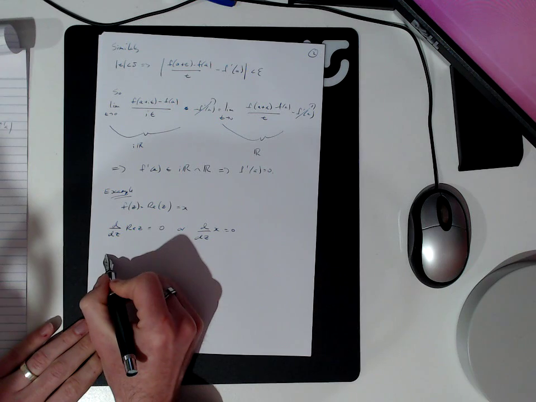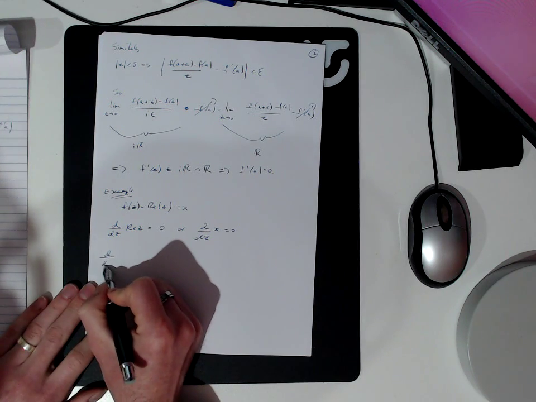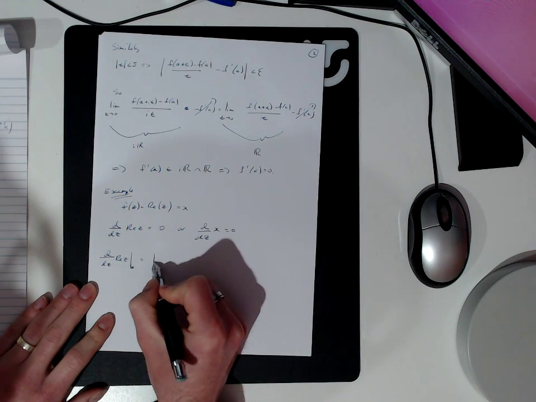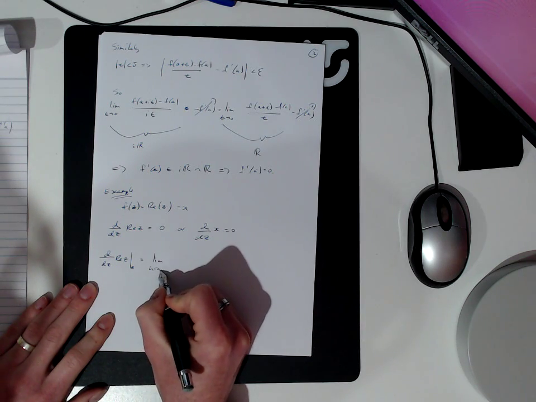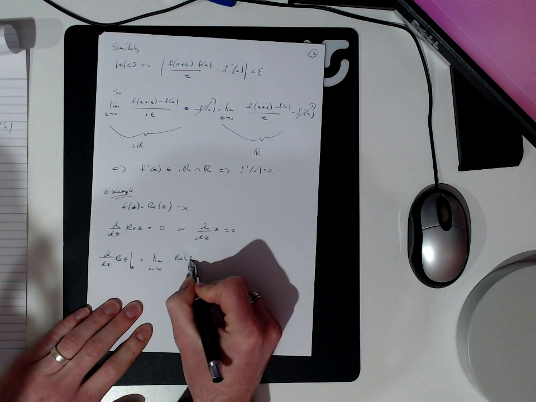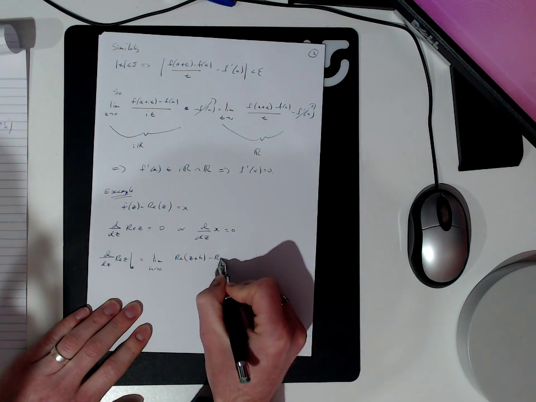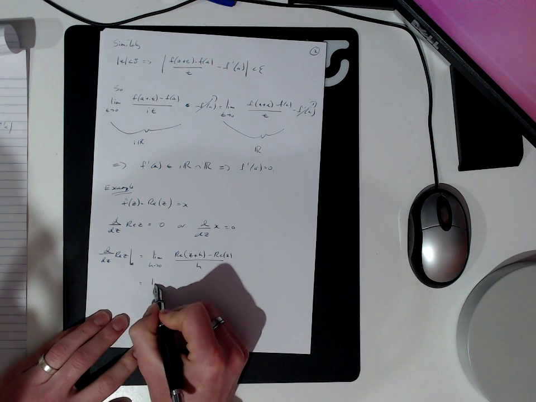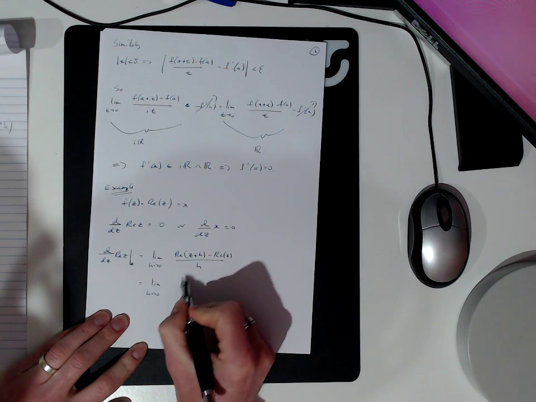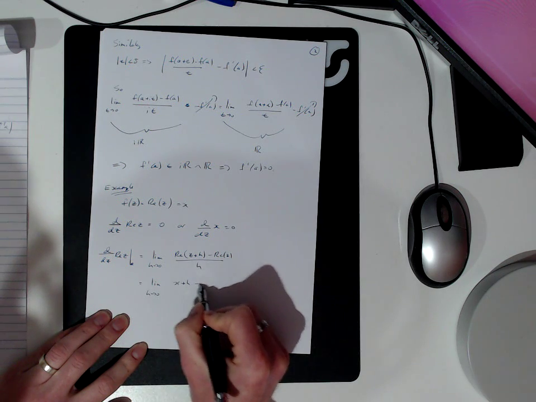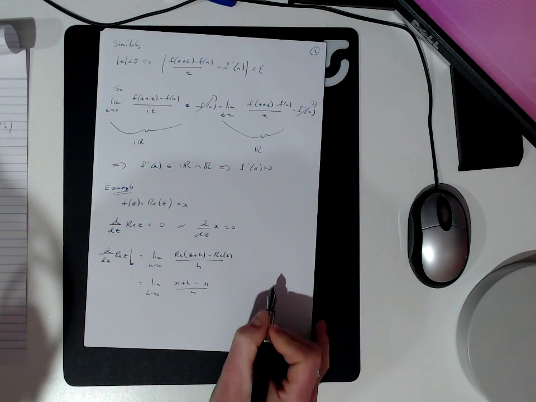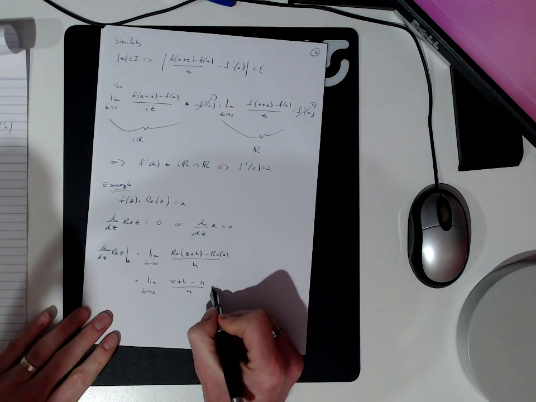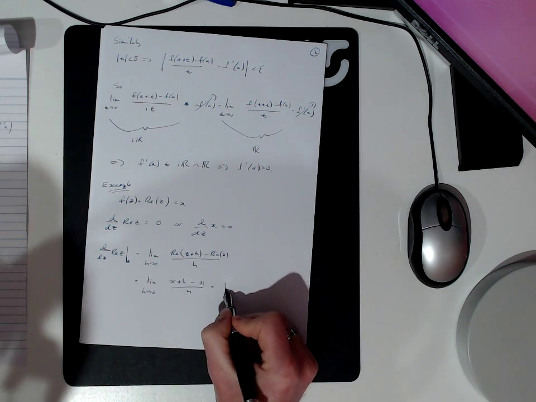Let's prove it. dz of the real part of z, evaluated at a, is going to be equal to the limit as h goes to 0 of the real part of z plus h minus the real part of z over h, which is equal to the limit as h goes to 0 of x plus h minus x over h. And x's cancel, h's cancel, 1.